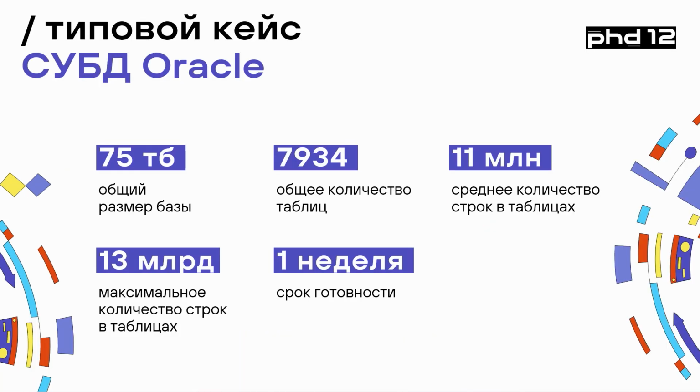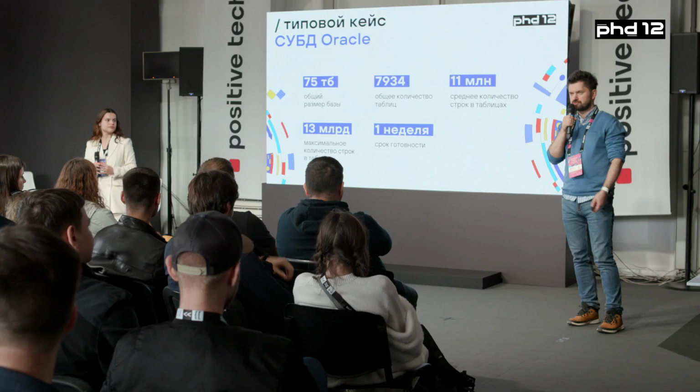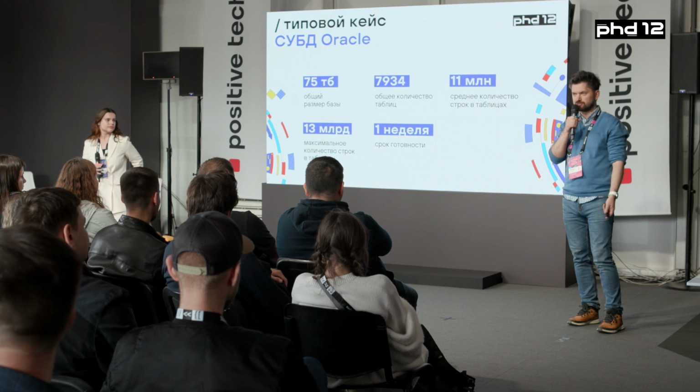On the screen, you can see a typical case with 75 terabytes of general data with 13 billion number of lines in the tables, about 8,000 number of the tables themselves, which have to be ready in 1 week. And the average amount of lines in a table is 11 millions. It's very important that this is an ongoing process. We have new tables, we have outdated tables, and this process has to be refreshed.